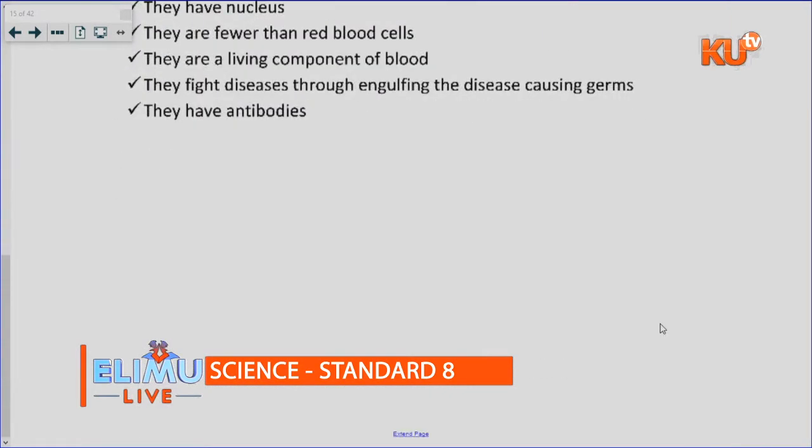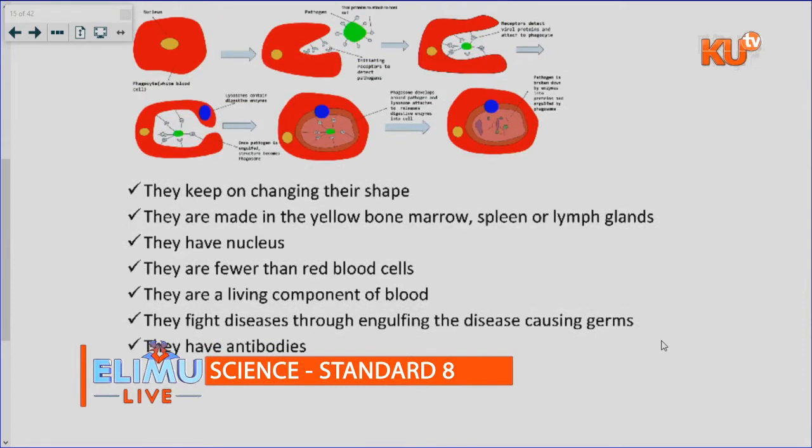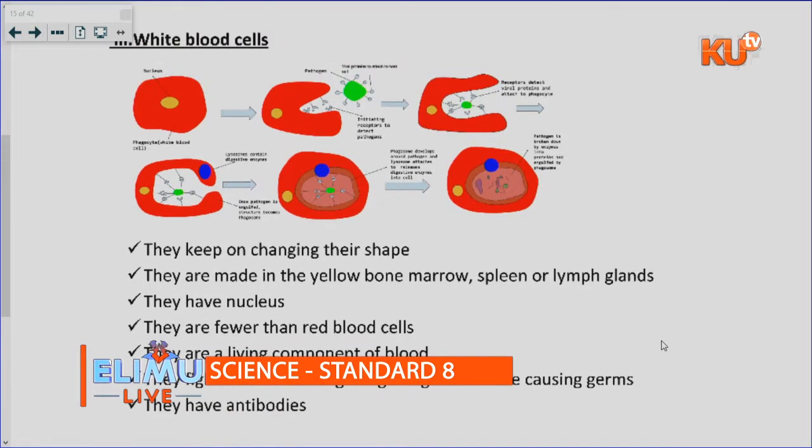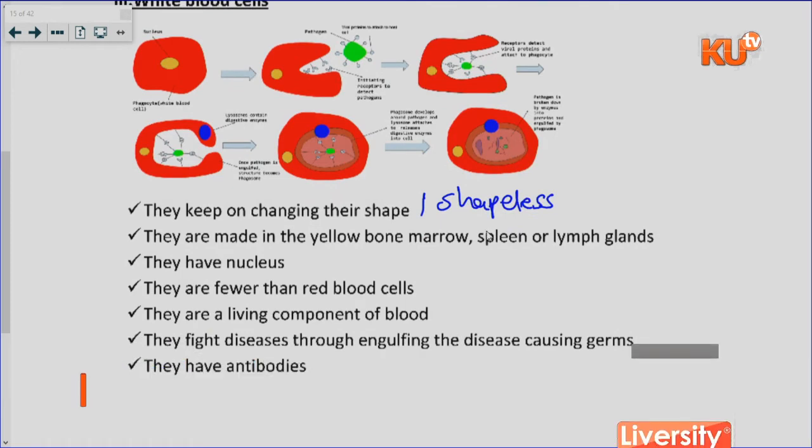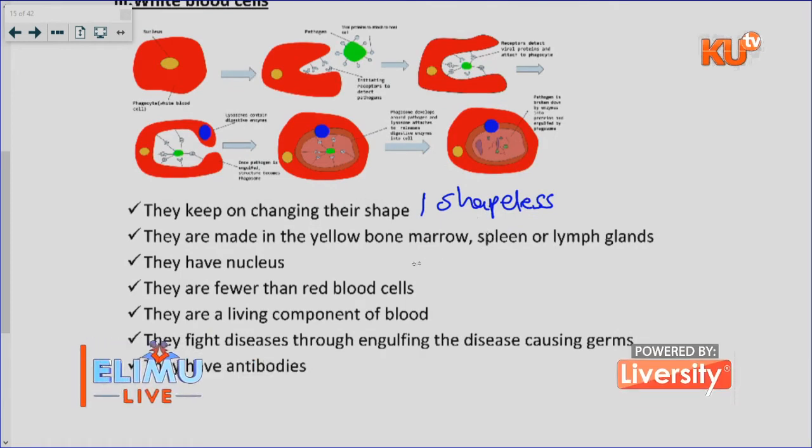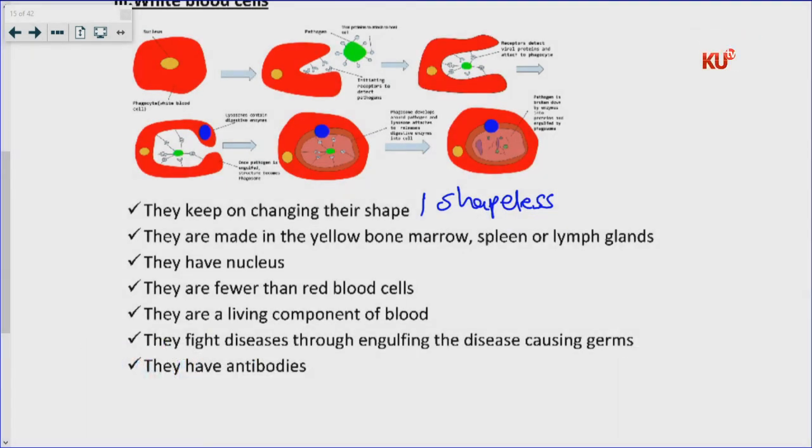Just a minute. We can look at the white blood cells before we look at the platelets. So the white blood cells, that is the diagram of a white blood cell, and they keep on changing their shape. So in that case, they are referred to as shapeless. The white blood cells are shapeless. They are made in the yellow bone marrow or the spleen or the lymph glands. They have the nucleus. If you look at your diagram keenly, you can see the nucleus. This is what we refer to as the nucleus.